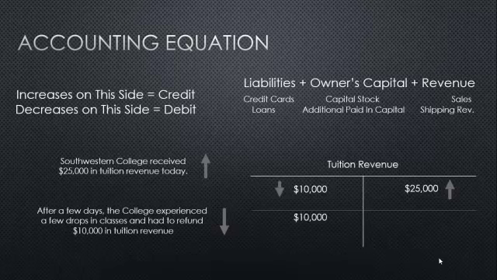We sum those up, we get $10,000 on the left, $25,000 on the right. We take the smaller amount, we subtract it from the bigger amount, and whatever's left stays on the bigger side. So we get a balance of $15,000 as a credit. Okay.